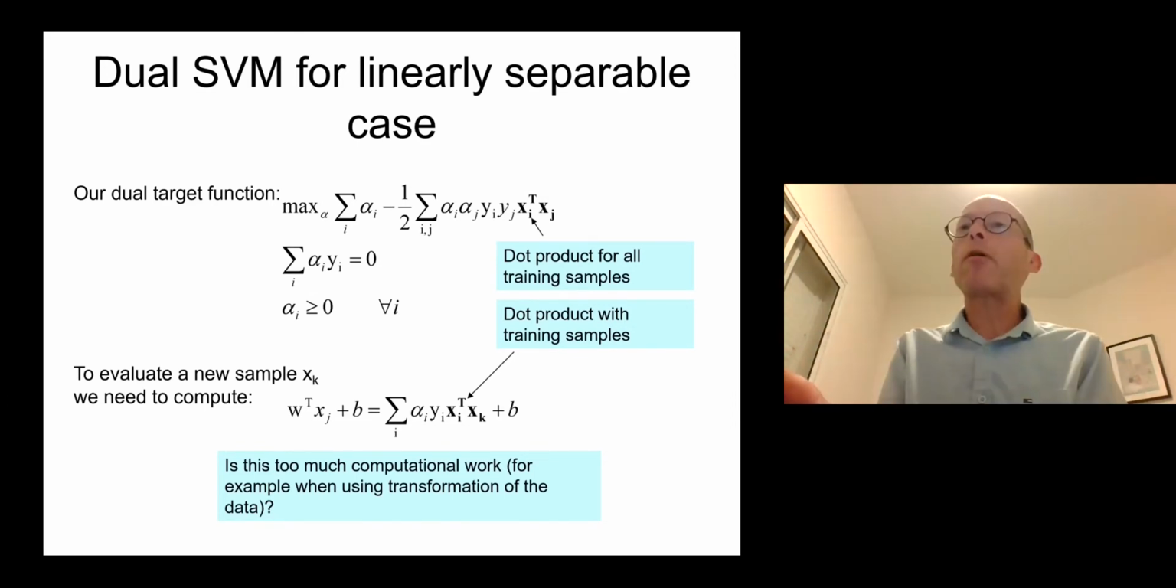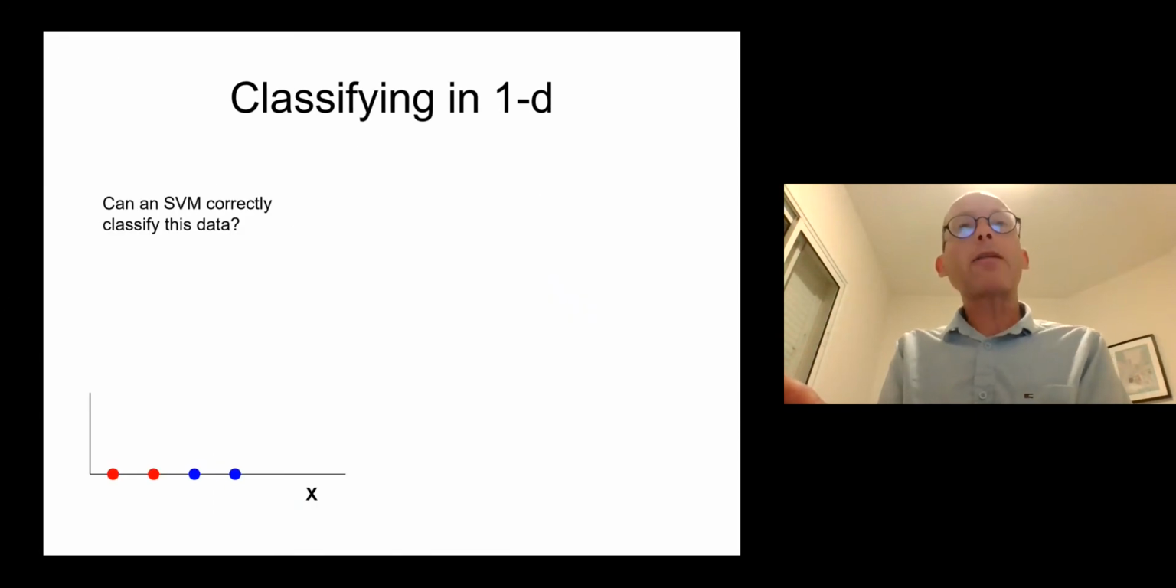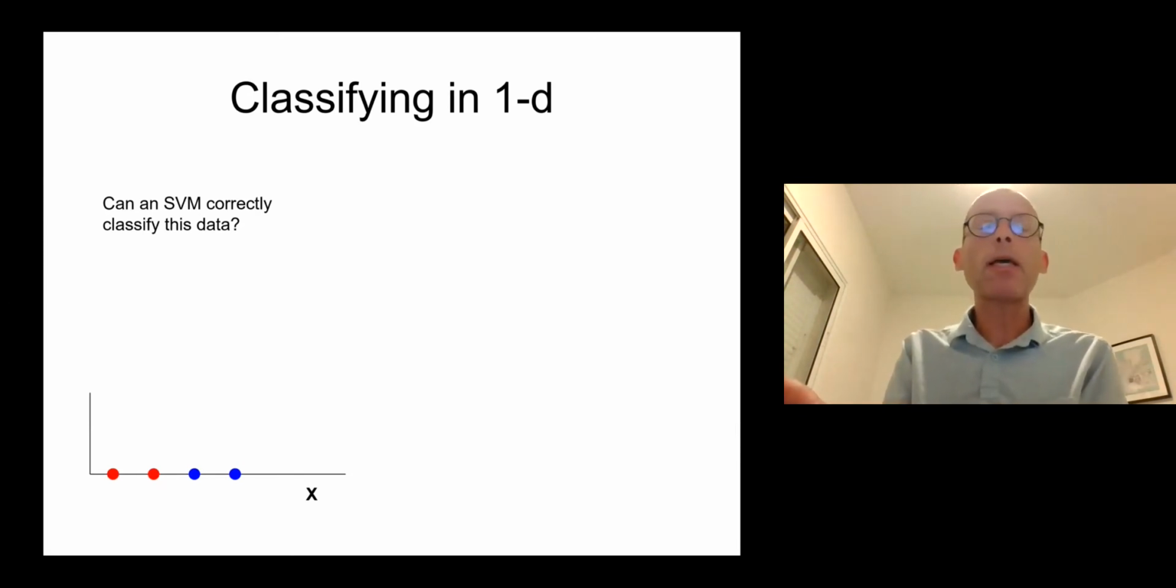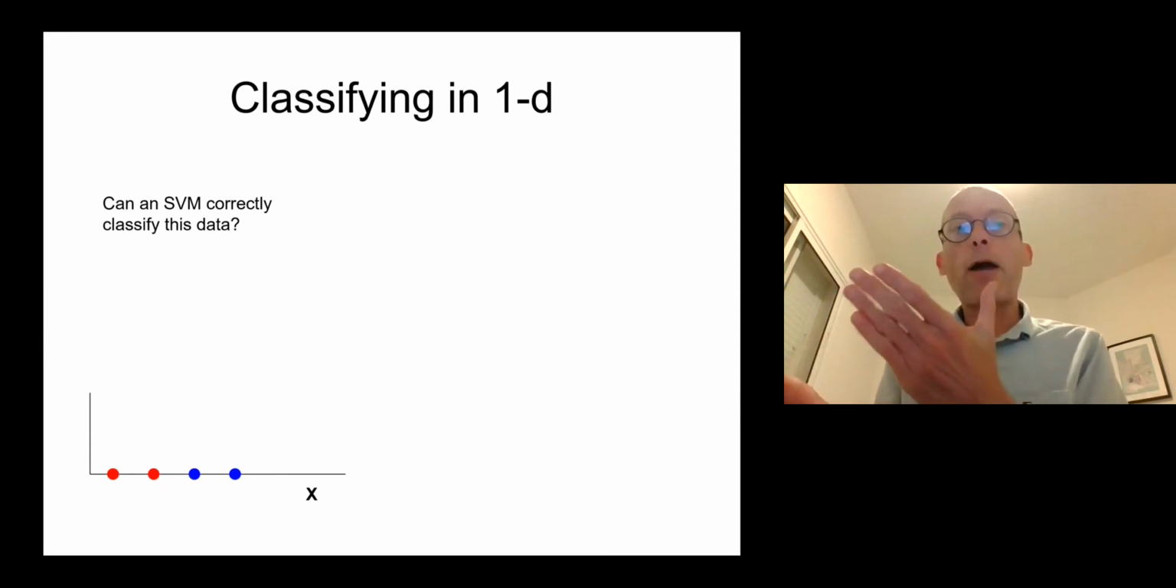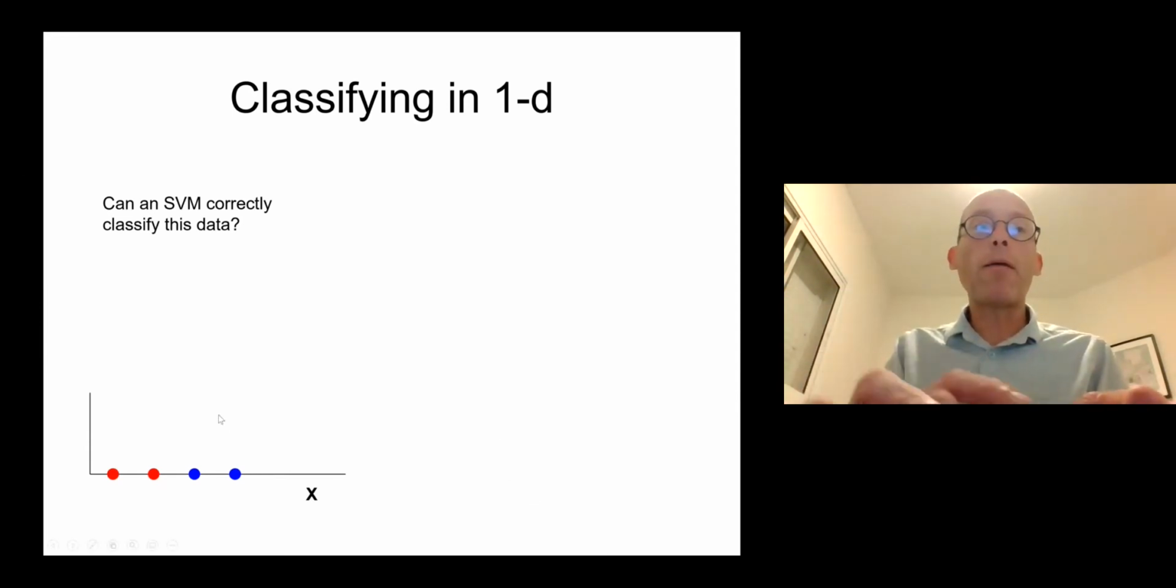So here's an example where the dual is actually pretty useful. Let's look at this data set. This is 1D. We have two samples in class 1, the red ones, and two samples in class -1. And clearly we can separate them. We can put a line here.